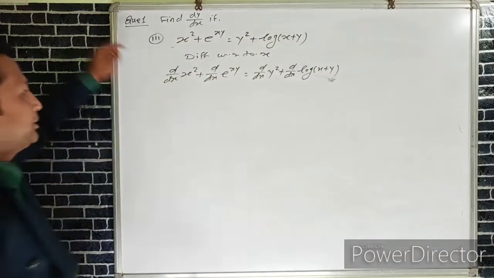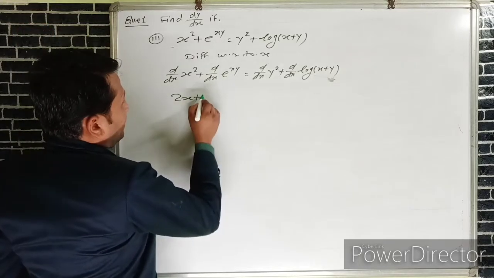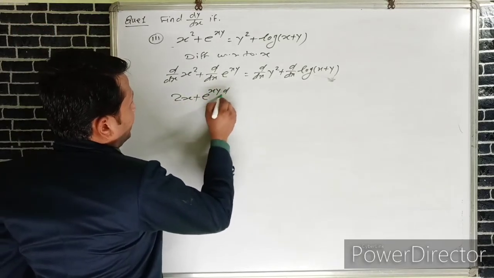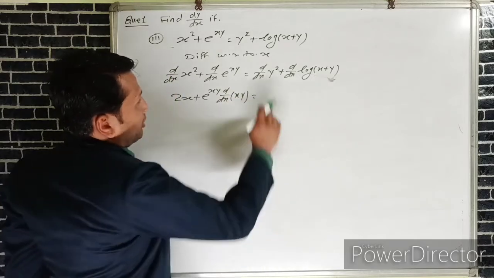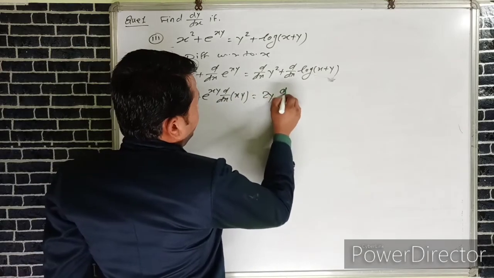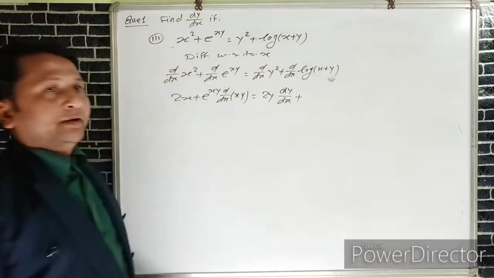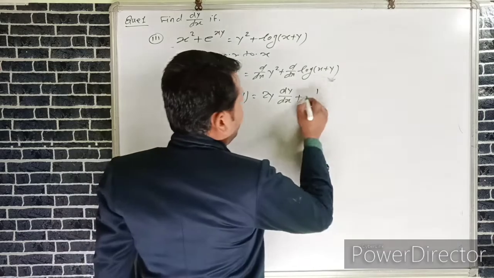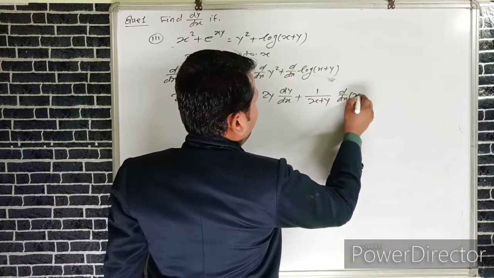We know that the derivative of x square is 2x, plus derivative of e to the power xy is e to the power xy into again the derivative of xy, is equal to derivative of y square is 2y into dy by dx, plus derivative of log of x plus y is 1 upon x plus y, and we take again the derivative of x plus y.